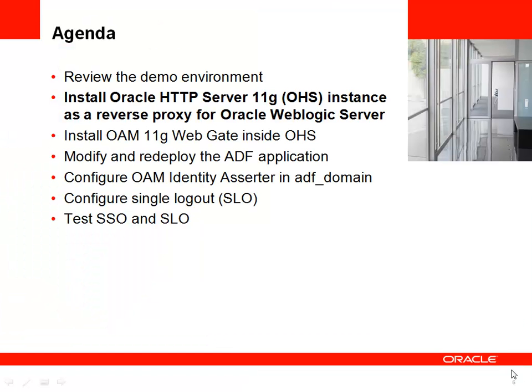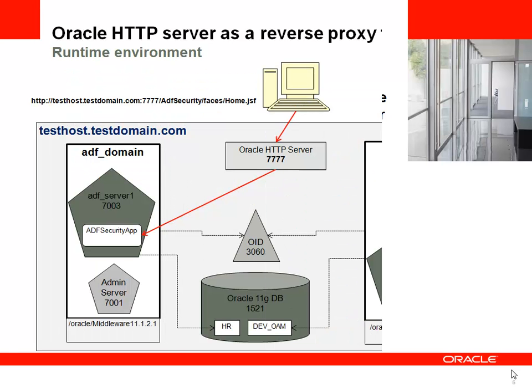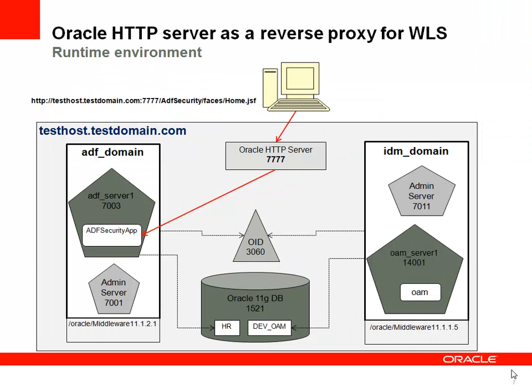Okay, let's install the Oracle HTTP Server instance that will act as a reverse proxy for the Oracle WebLogic Server. So what we're going to achieve is the following configuration. Our user should be able to enter the port of the Oracle HTTP Server, and Oracle HTTP Server will proxy and send this request to the port of the managed server, so we'll be able to access our ADF security application through both the HTTP server port and the ADF managed server port.